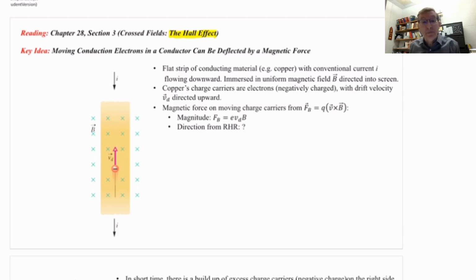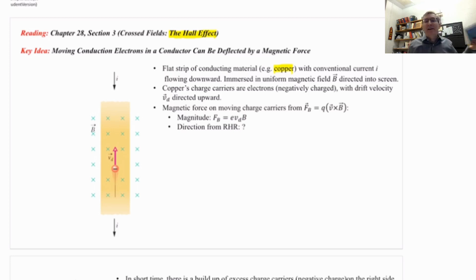Here's the experimental setup. We'll just assume, to have something specific in mind, that our conducting material is copper. Okay? Copper is one of those metals where the free charges inside are indeed simply electrons. And we're going to get ourselves a piece of this copper that has been particularly shaped to be kind of like a long, flat strip.